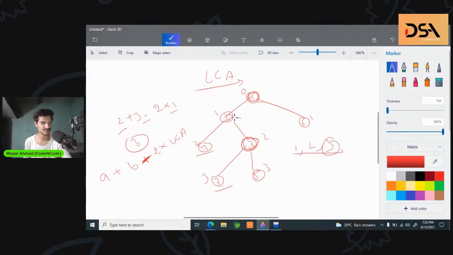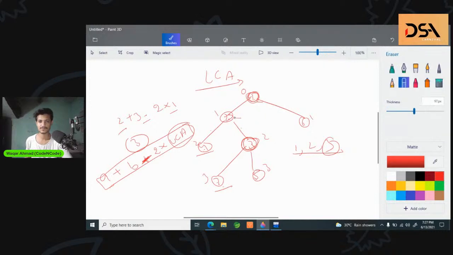And all of these distances are defined from the root. Using this simple formula, we are actually able to find out the distance between two nodes in constant time. But to find the LCA, it takes log n time. So the overall formula runs in log n time. Okay, so this is one of the major use cases of LCA. There are many. This is one of them.